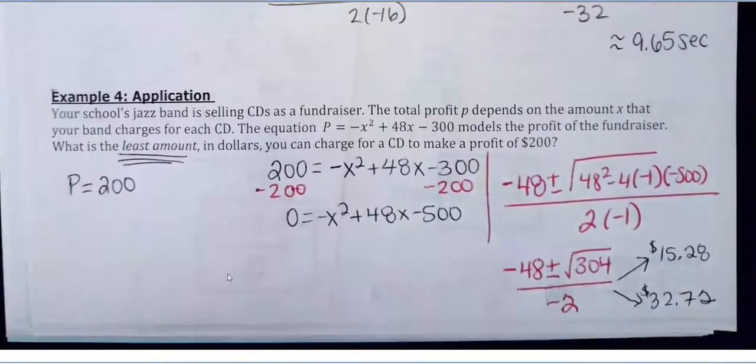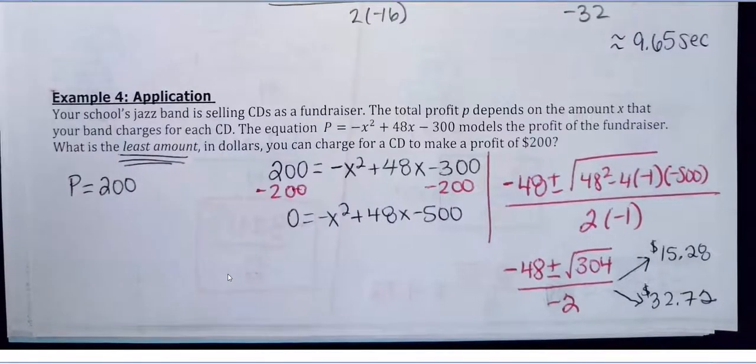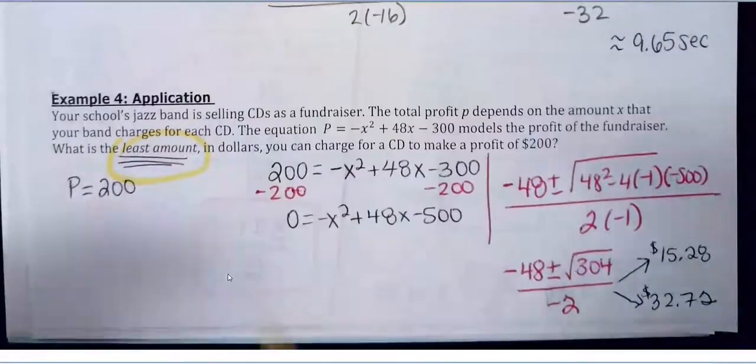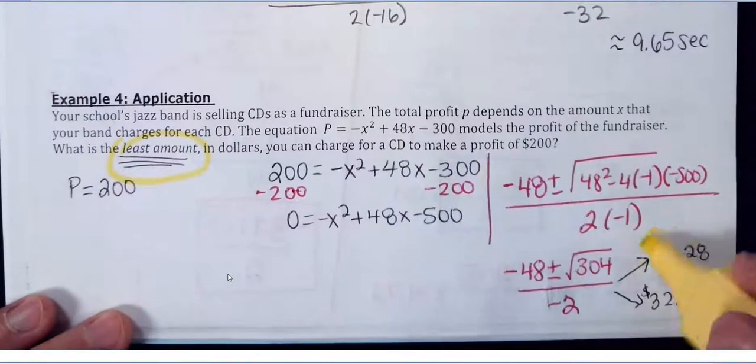Which one of those should be my answer to the question? The 15, right? Because it says what's the least amount we can charge to make this profit, so we would pick the 15.28.